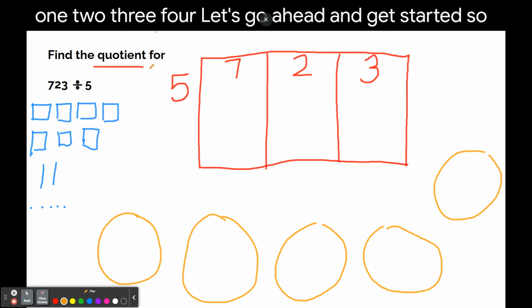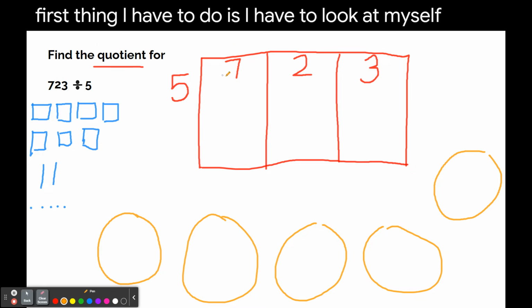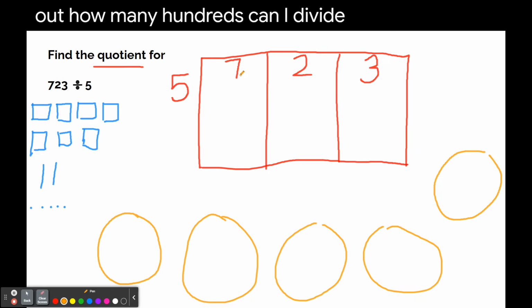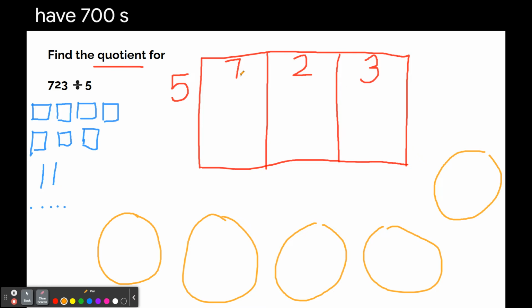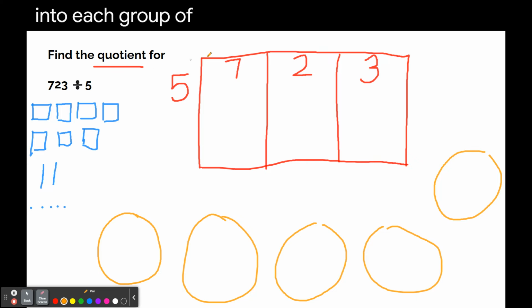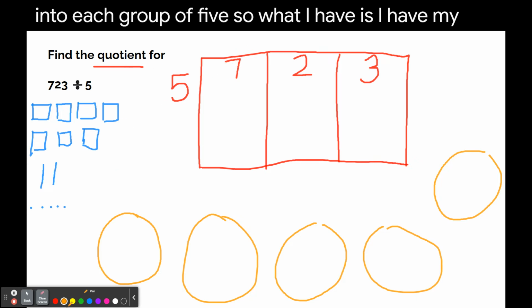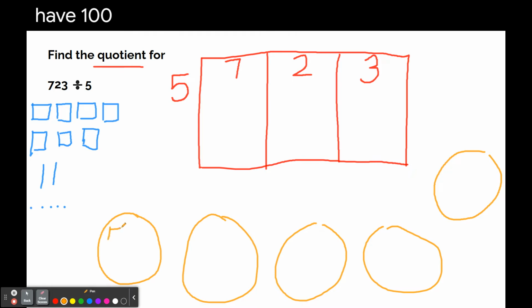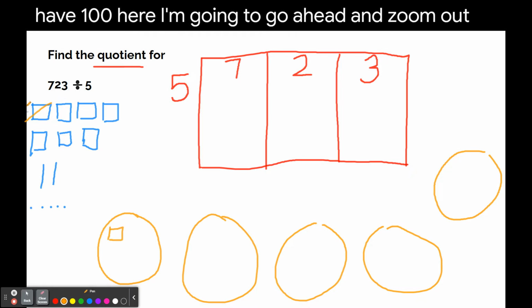First thing I have to do is look at my 700s and figure out how many hundreds I can divide into 5 groups. I have 700s. How many of those can I put into each group of 5? So what I have is my 700s. I'm going to draw them out. So I have 100 here. I'm going to X them out as I do that.